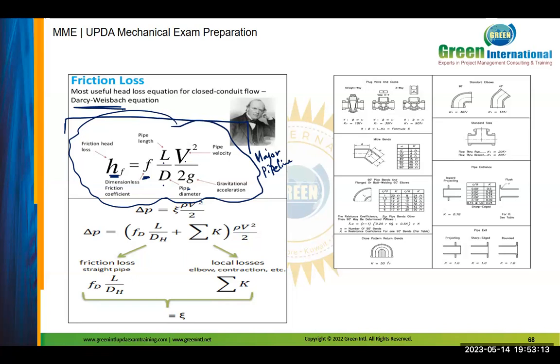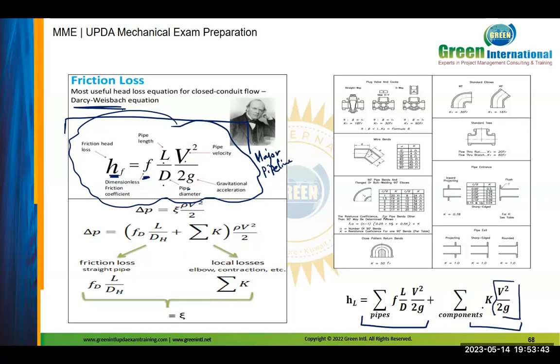No. In the exam, sometimes the problem comes for major only, sometimes for minor only, sometimes for both. So the general equation is this one. The first part is for the losses in the pipe, which is Darcy-Weisbach, f L over D, V square over 2g. The second part refers to the losses in the equipment components, K V square over 2g.